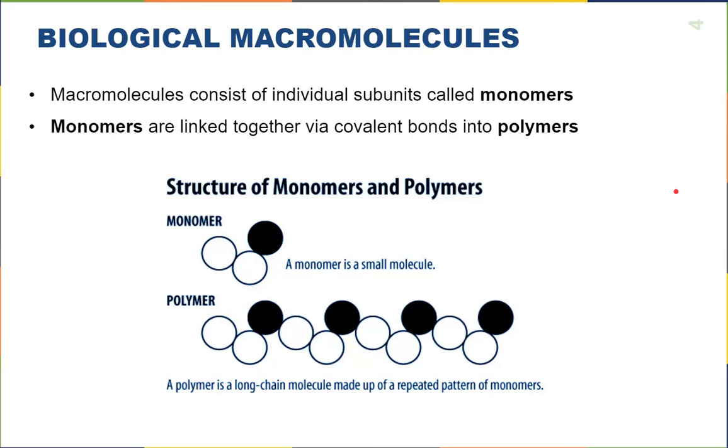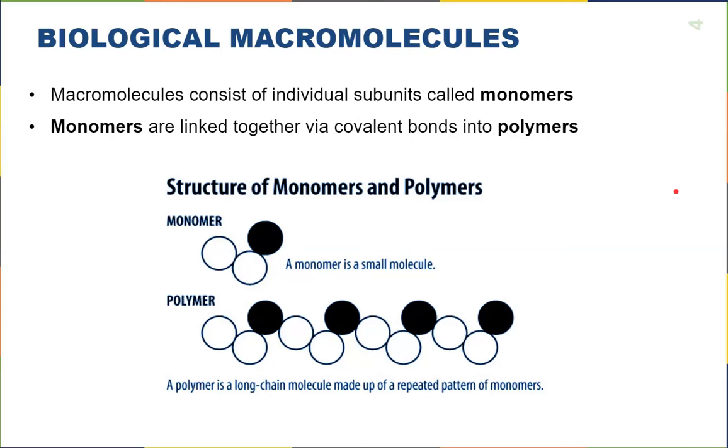Biological macromolecules consist of subunits called monomers. So monomers are like building blocks, and we can stack them together to make a larger unit, which is called a polymer. A monomer is just one small molecule, but if we repeat that one small molecule over and over again, we get a polymer.